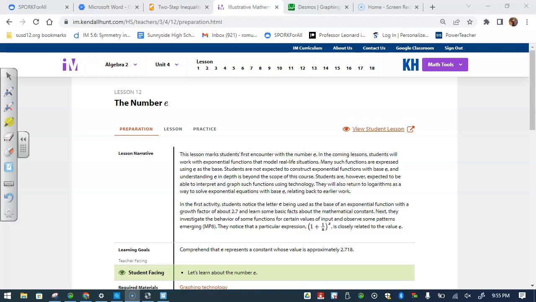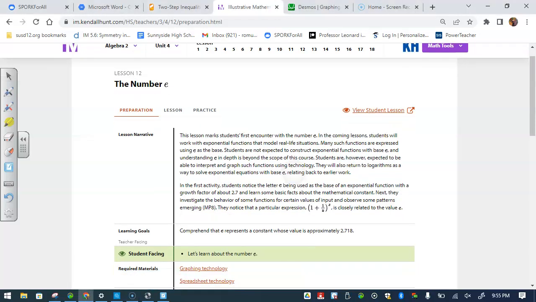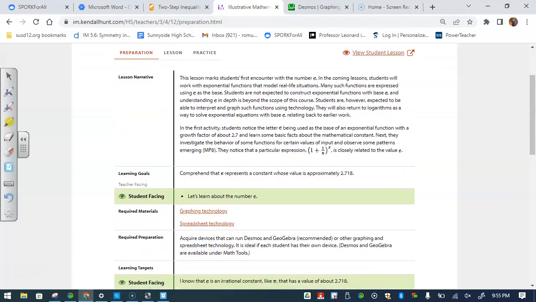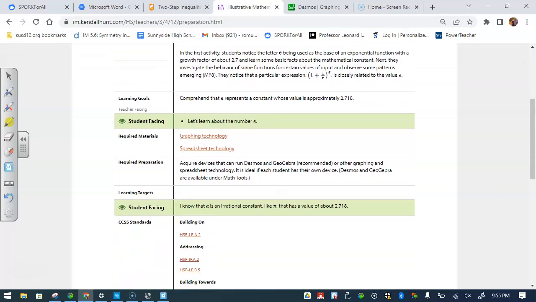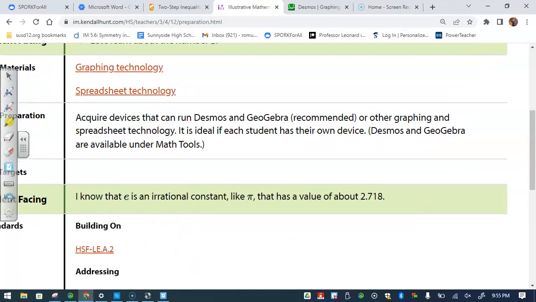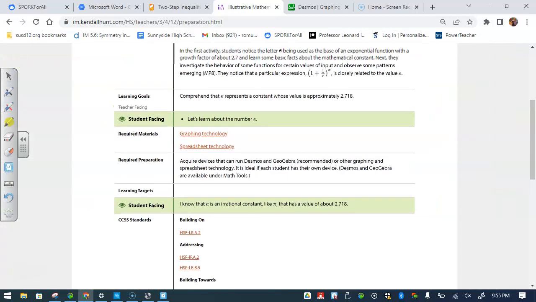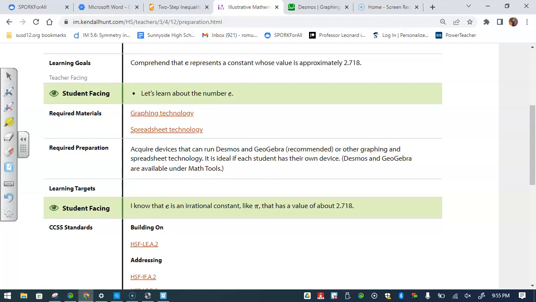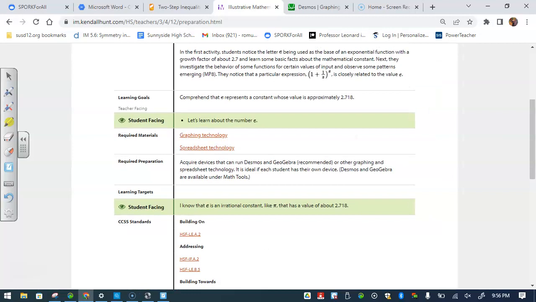So this is lesson number 6.12, and this is about more of e. The learning target is: I know e is an irrational constant like pi that has a value of 2.718. Last class I showed you how e came to exist, and today we will directly do the problems based on this.